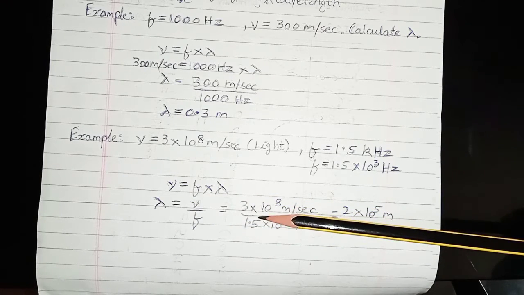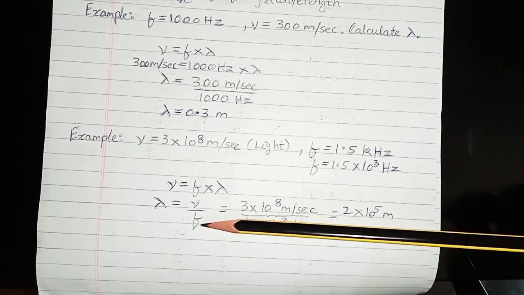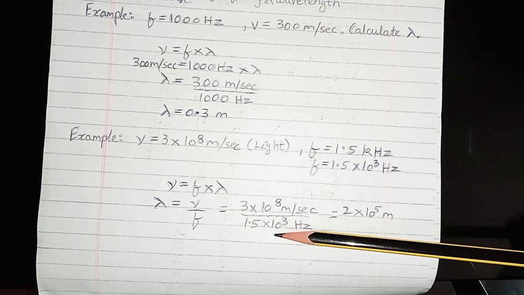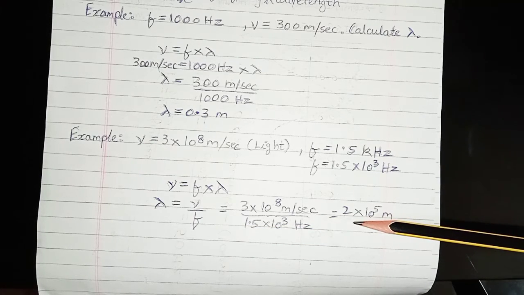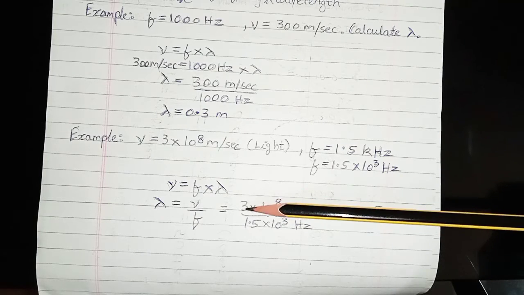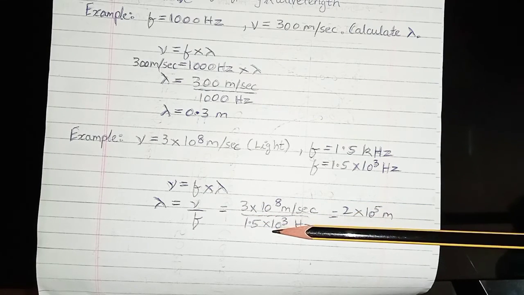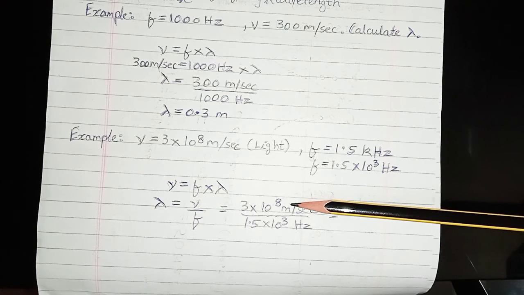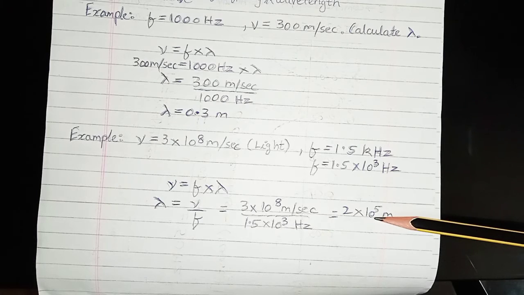So we can substitute the values. V is equal to 3 into 10 raised to 8 meters per second divided by f. In place of f we have to put 1.5 into 10 raised to 3 hertz. We will get this, 3 divided by 1.5 is equal to 2, and when 10 raised to 3 goes to the numerator it becomes minus. That is why we get 2 into 10 raised to 5 meters.